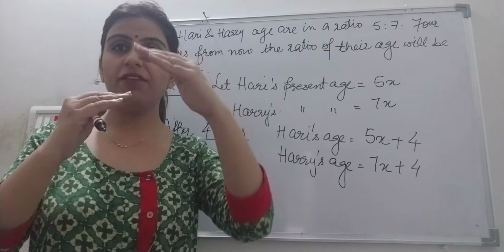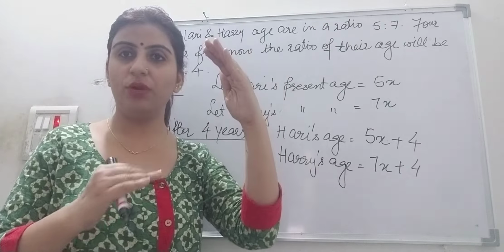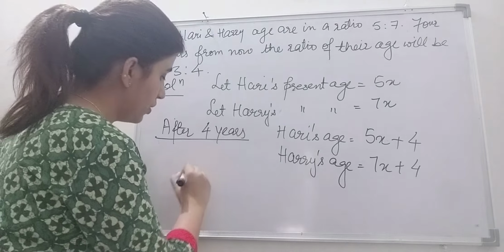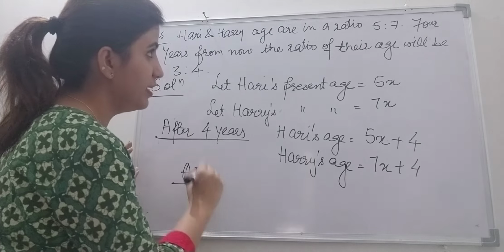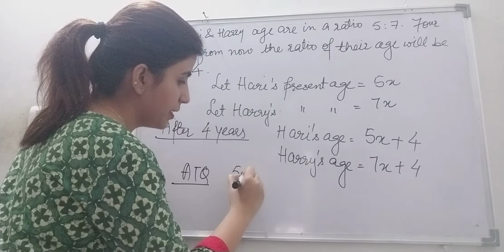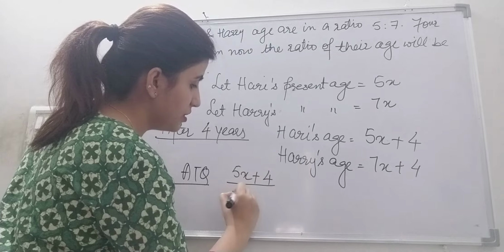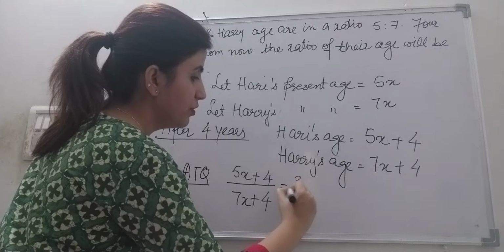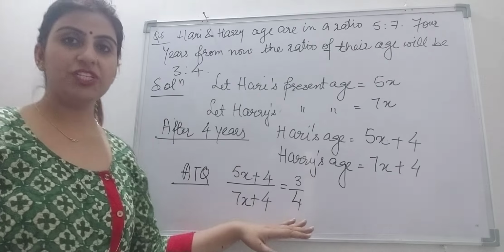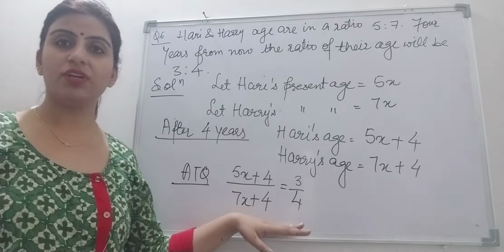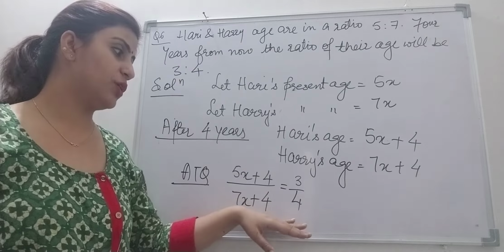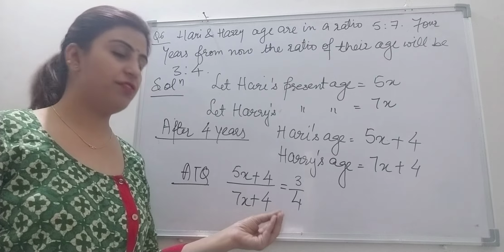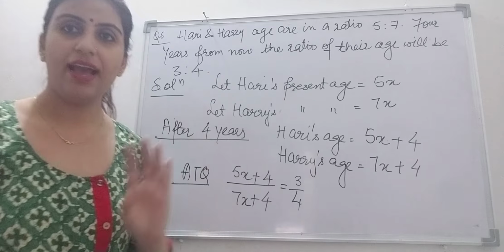Ratio means they have been divided as numerator and denominator, so the ratio equals 3/4. So according to the question, we get (5x plus 4) upon (7x plus 4) equals 3/4. Now this is an equation which we have got. This is one of the important steps of a word problem, to form an equation. Everything goes simple after this, only the calculation part is left. We will find the ages of Hari and Harry.